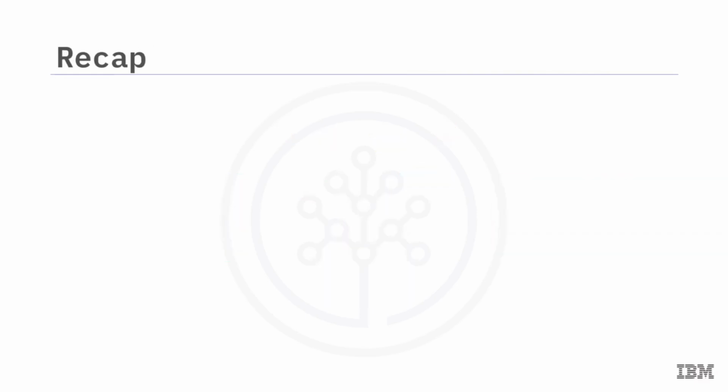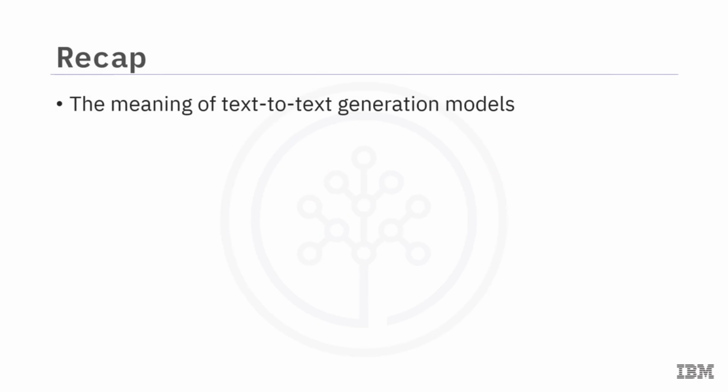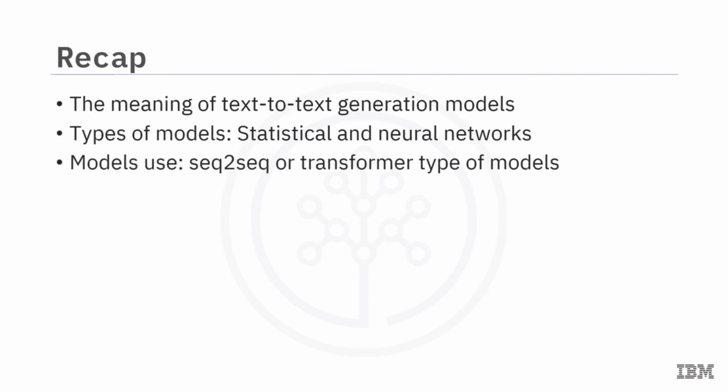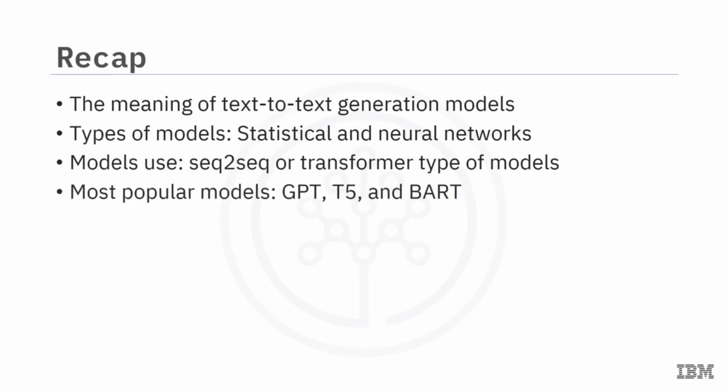In this video, you learned the meaning of text-to-text generation models in generative AI. You learned the two types of text-to-text generation models, statistical and neural networks. Text-to-text generation models use either sequence-to-sequence or transformer type of models. You also explored the most popular text-to-text generation models, GPT, T5, and BART. Finally, you learned the several uses and benefits of these models.